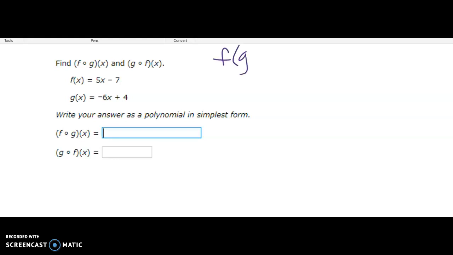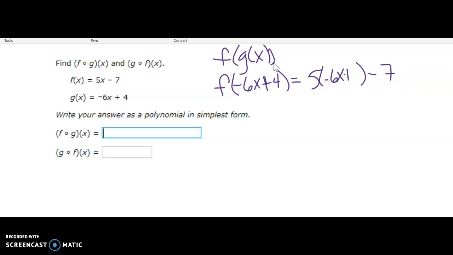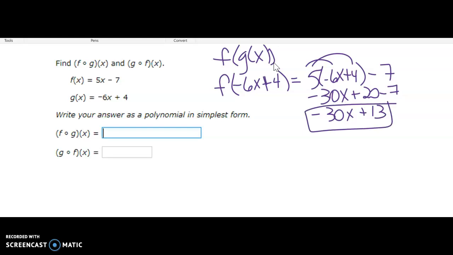F of G of X. What is G of X? Negative 6X plus 4. What is F? 5X minus 7. So negative 6X plus 4. Negative 30X plus 20 minus 7. Negative 30X plus 13. Goes into the first box.